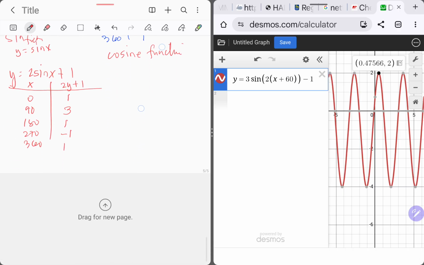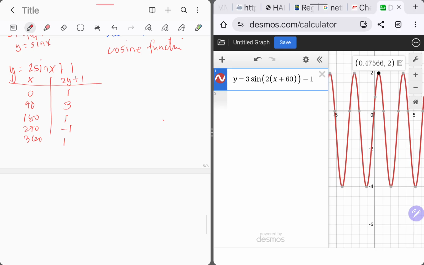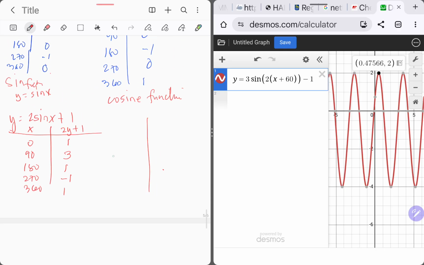And then all we need to do is to plot this in the graph. Okay, so we now have this one here. At 0 it is 1, right? And at 90 degrees, it's 3. And then at 180, it's back to 1. Let's say that's 180 over here. And then at 270, it's negative 1. So let's say this is 270 here, and that's negative 1. And then at 360, it is back to 1.